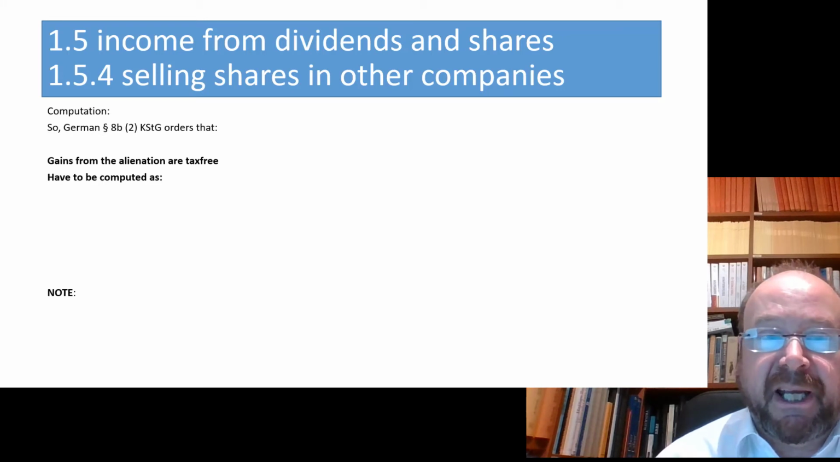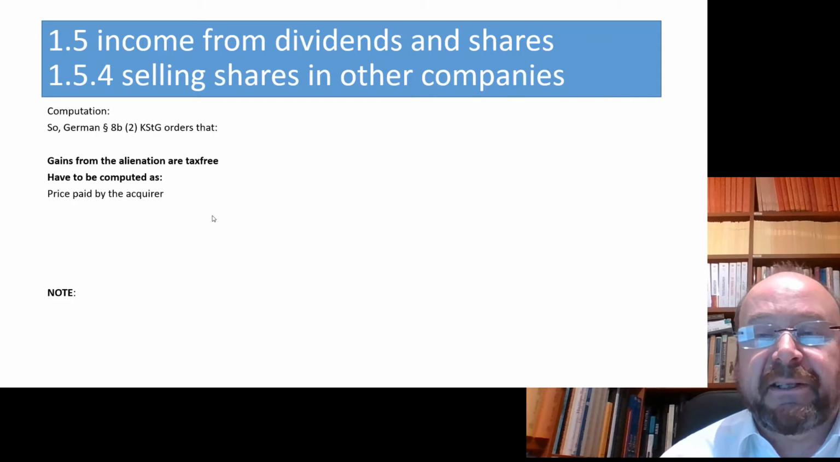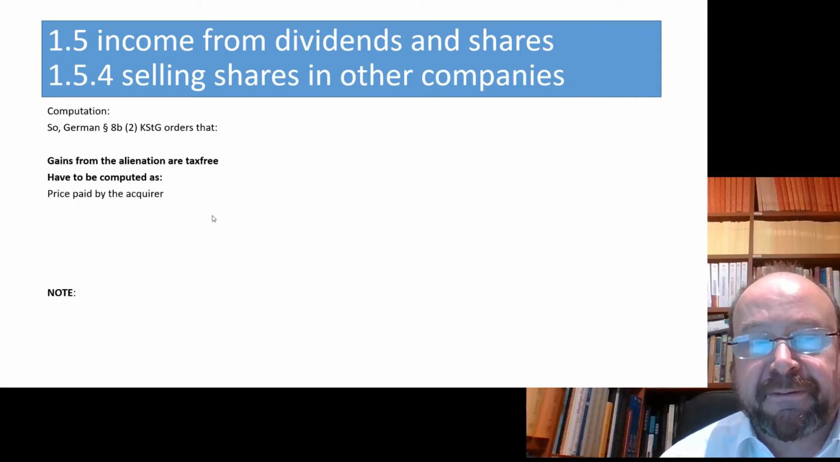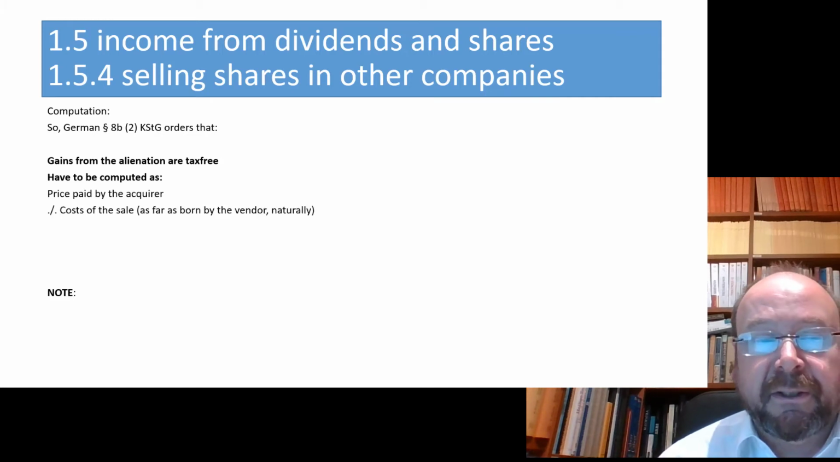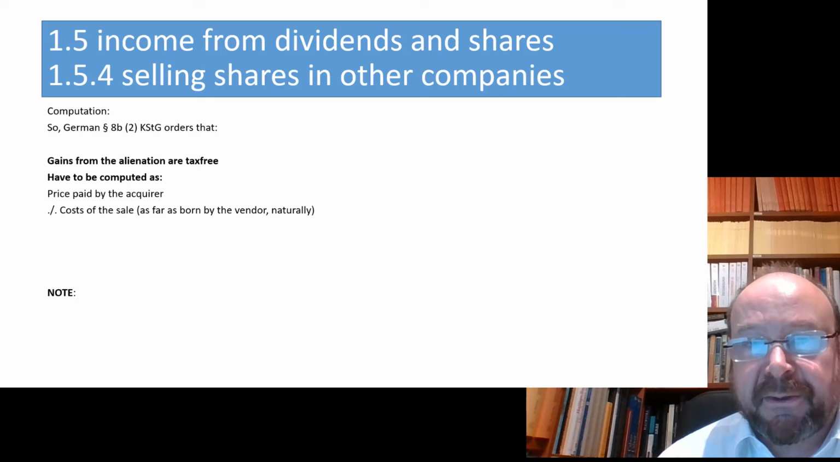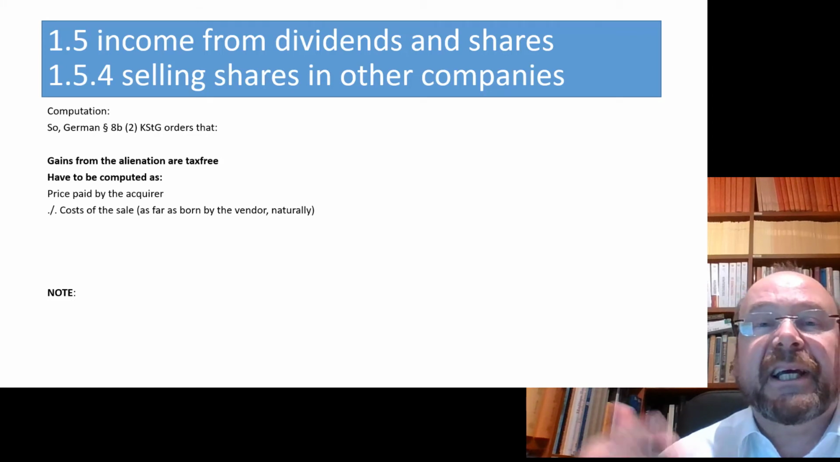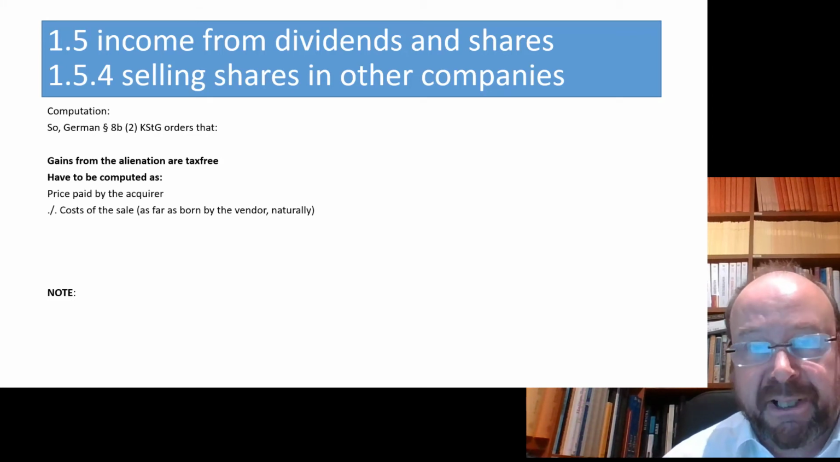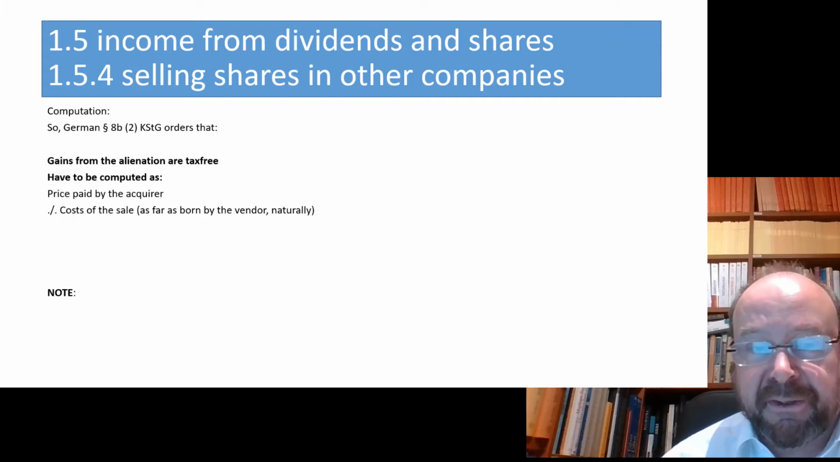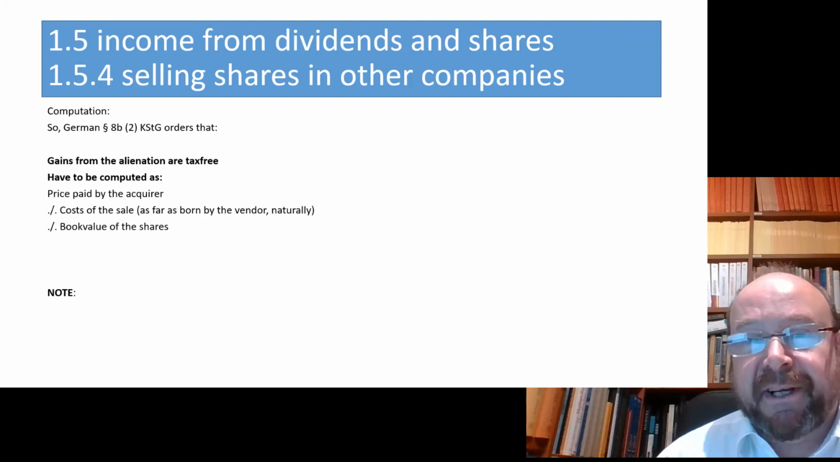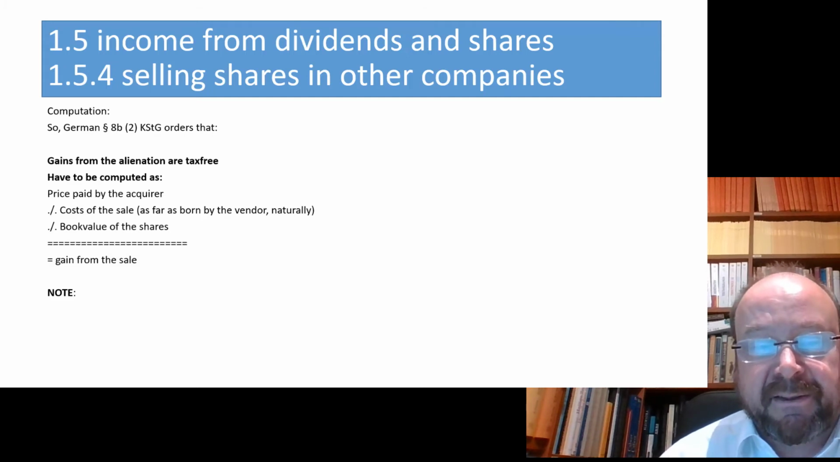Yeah, so 8b2 orders exactly that. Gains from the alienation of shares are tax-free. And now 8b2 sentence 2 also gives you the computation: the price minus the cost of the sale, naturally only as far as the seller has to bear them, not if the buyer paid for the notary or so, minus the book value of the shares, and that is the gain which is tax-free.